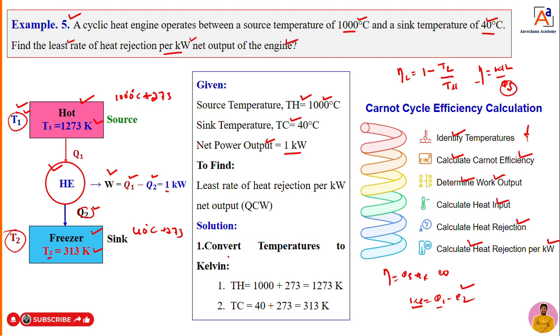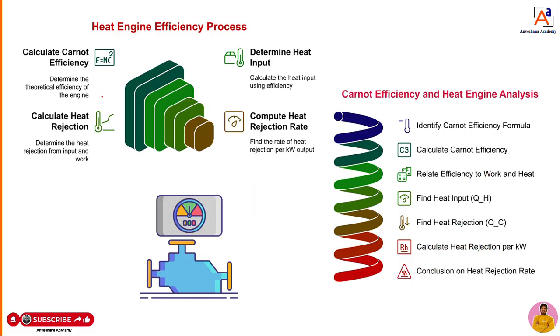For that, what do you have to do? First step, convert the temperatures. Wherever 1000 degrees Celsius and 40 degrees Celsius are given, convert them into Kelvin. The same I have shown in the diagram. Next, what you have to do is calculate the Carnot efficiency. What is the Carnot efficiency?